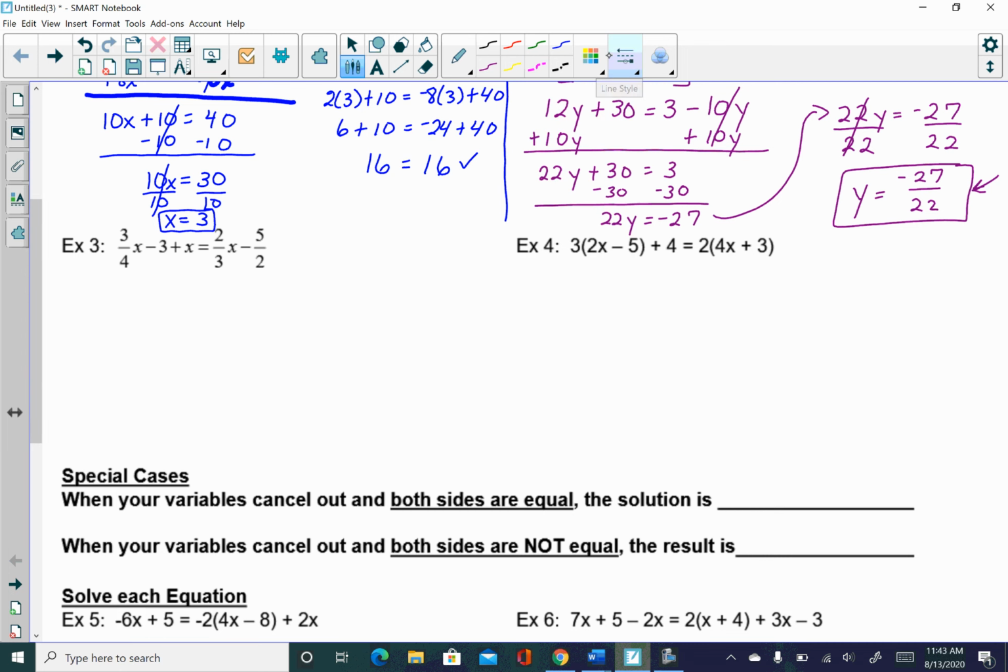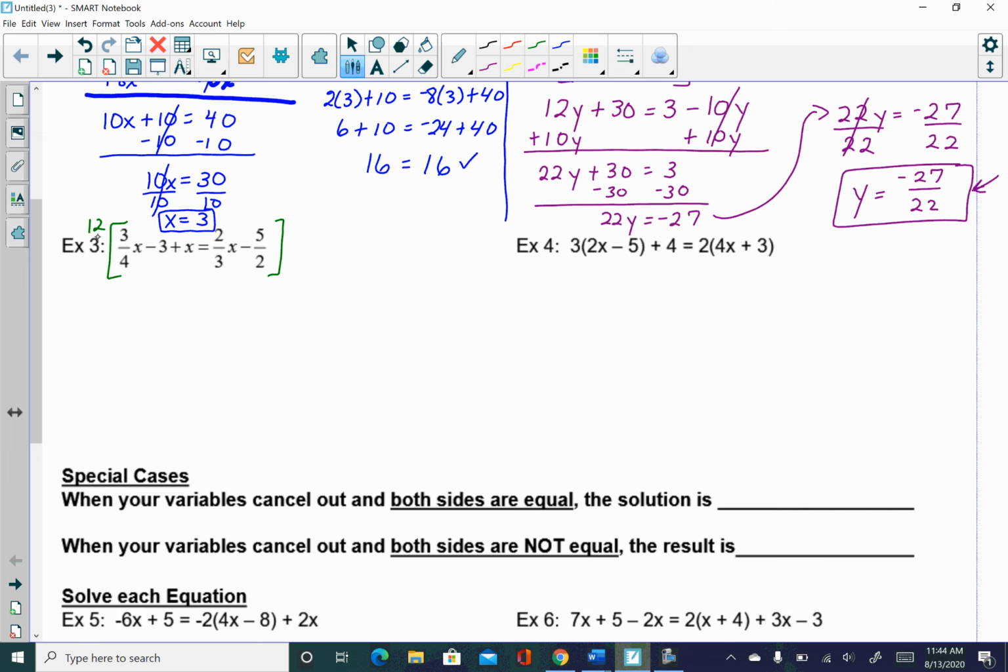In example 3, I've got fractions again. And if you want to stop the video and try it for yourself first, then by all means do so. So just looking at my denominators, 4, 3, and 2, I ask myself, what's a number that 4, 3, and 2 will all go into? And hopefully you would agree that 12. 4 will go into 12, 3 will go into 12, 2 will go into 12. It has to be a number that all 3 of them will go into evenly.